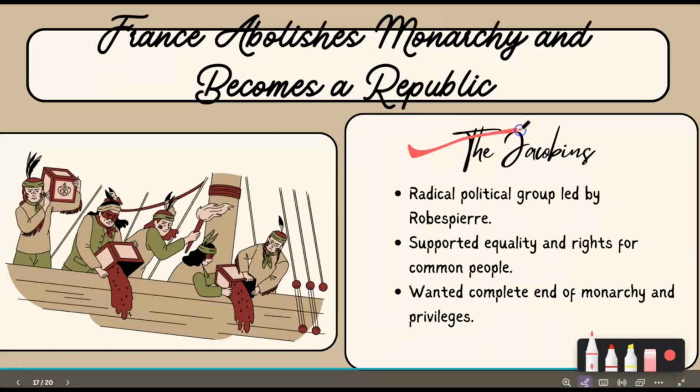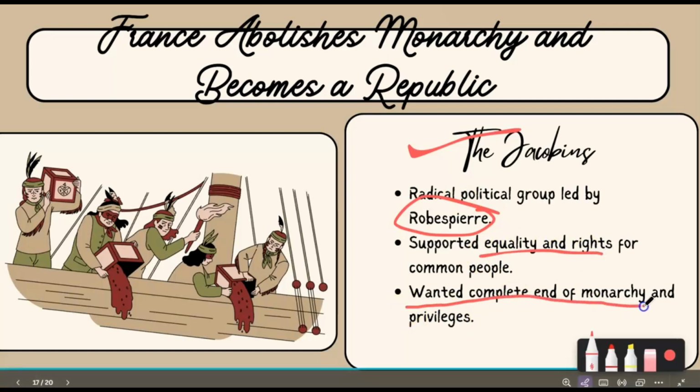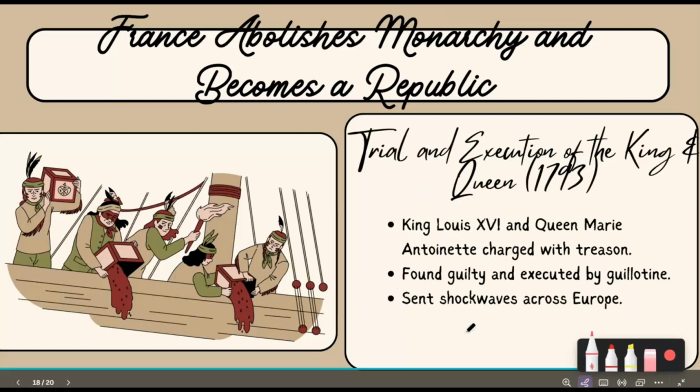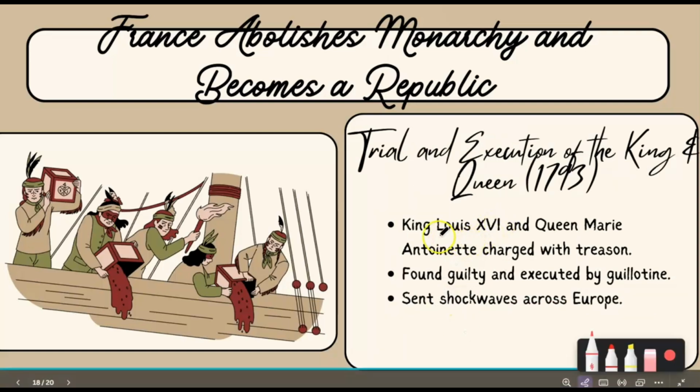During this time, the Jacobins emerged as the most powerful political group. Led by Robespierre, they represented common people like small shopkeepers, artisans, and workers. The Jacobins believed in radical change, equality, and the complete removal of privileges. They pushed the revolution further and demanded the trial of the king.